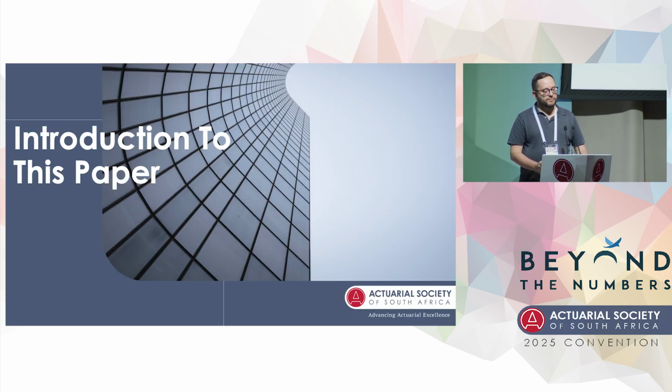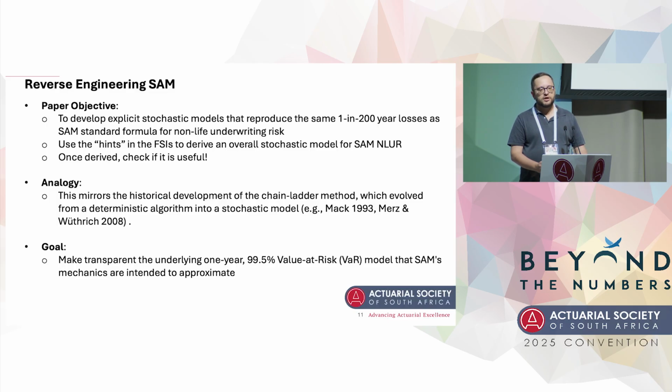So, introduction to this paper. What are we going to try to do? We're going to try to develop an explicit stochastic model that reproduces exactly the same 1 in 200 year losses as the SAM standard formula for non-life underwriting risk. So we're not going to talk about life underwriting risk. We're not going to talk about market risk or op risk. We're focusing in only on non-life underwriting risk.